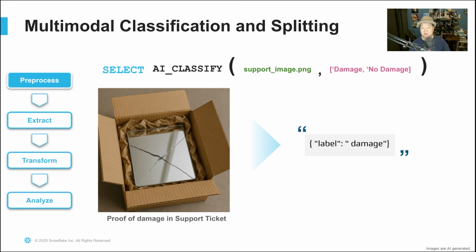So if you want to go through a bunch of images from your warehouse very quickly and see if they're damaged or not damaged, then there you go. You can utilize AI Classify, run through all the images you have, and get learnings of if they're damaged or not.